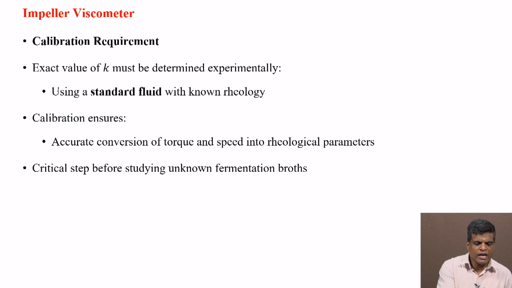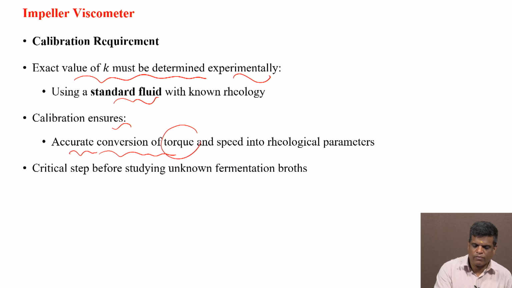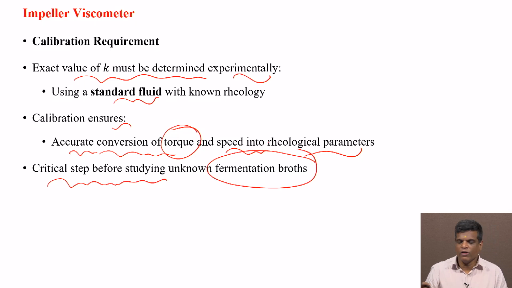So, the exact value of K must be determined experimentally using a standard fluid with known rheology. The calibration ensures accurate conversion of torque and speed into the rheological parameters. This is a critical step before studying the unknown fermentation broth. This is all we need here.